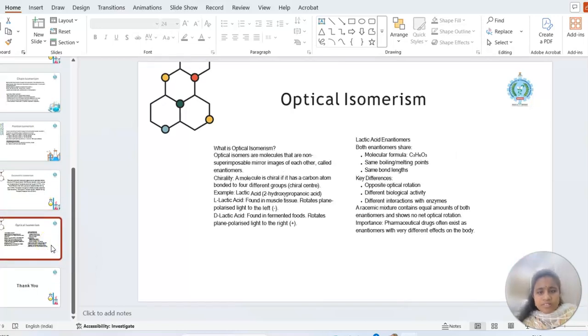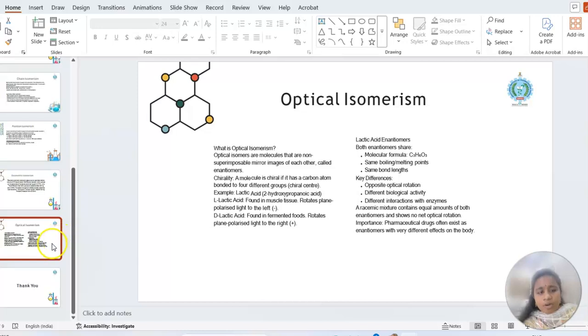Next is optical isomerism, which is related to optical activity. It is again divided into enantiomers, diastereomers, and meso compounds. Optical isomers are molecules that are non-superimposable mirror images. These are also called enantiomers.